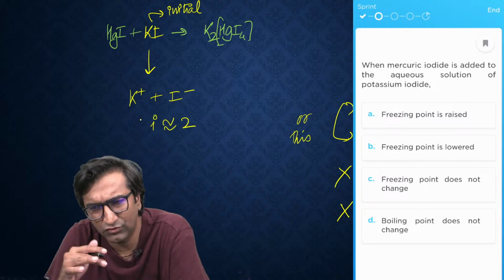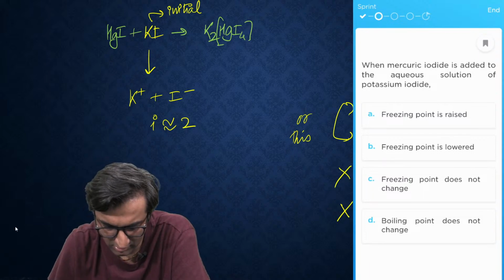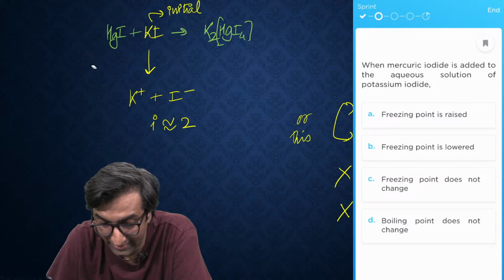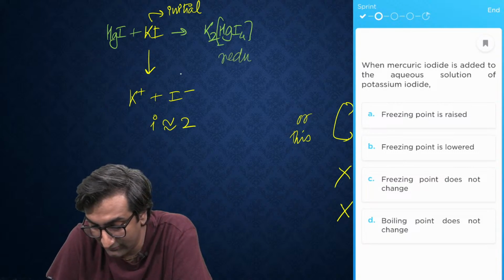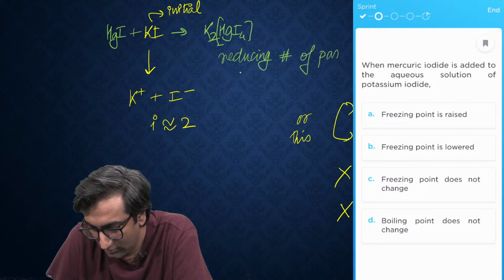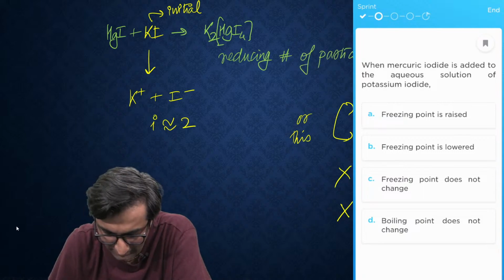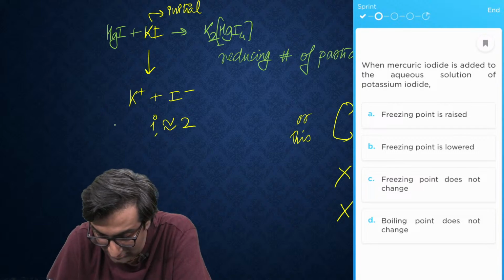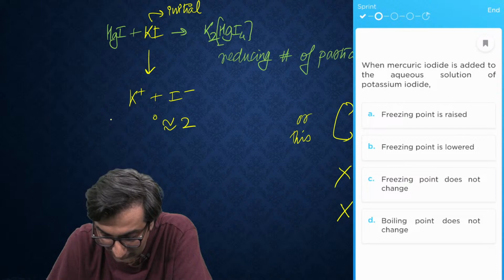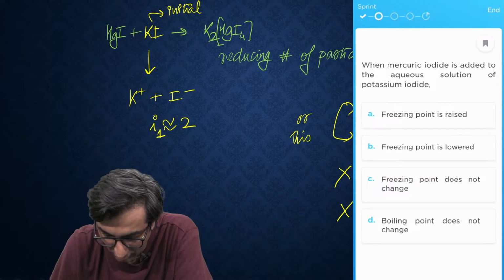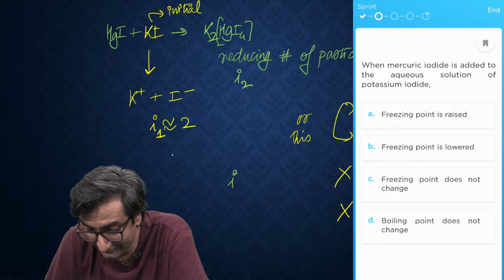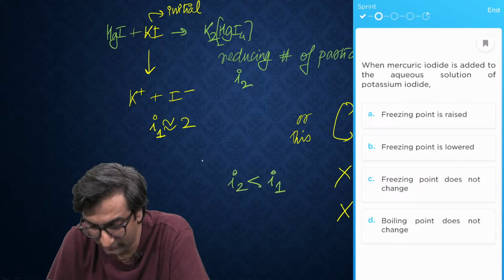If it is not completely 2, it may be a little less than 2, say 1.9, whatever it is, okay, cool. After adding HgI, look at that. I am reducing the number of particles. So let's call this i initial. Let's just call it i1. Let's call this i2. So since i2 is less than i1, is this part okay?